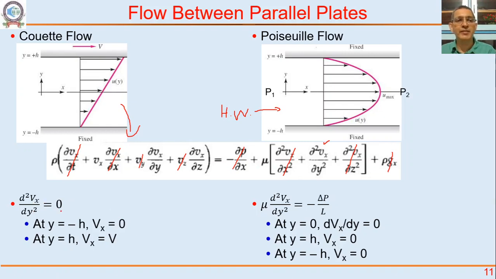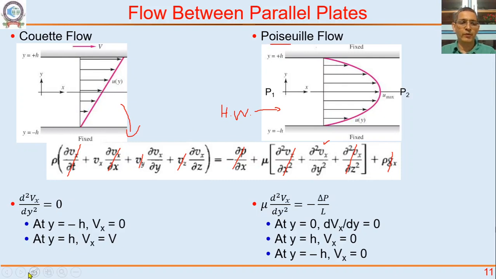What are the boundary conditions? No slip condition at both the walls, both the plates. At y is equal to minus h, Vx is 0. At y is equal to plus h, Vx is V. Do this for yourself for Poiseuille flow.